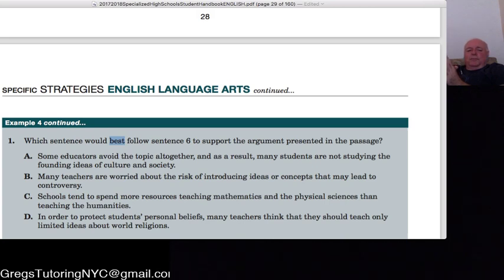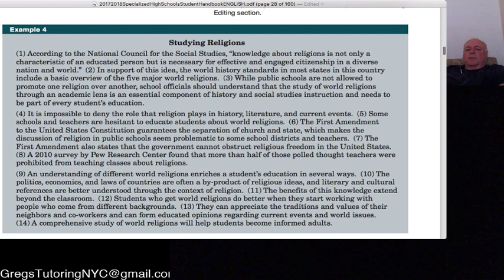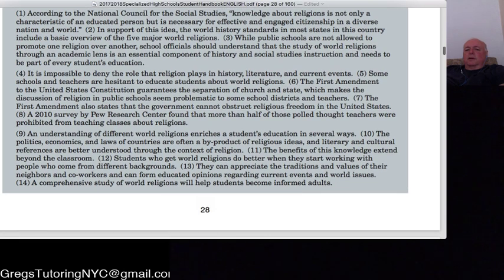B, many teachers are worried about the risk of introducing ideas or concepts that may lead to controversy. If you go back to sentence 6, it's not highlighted anymore.